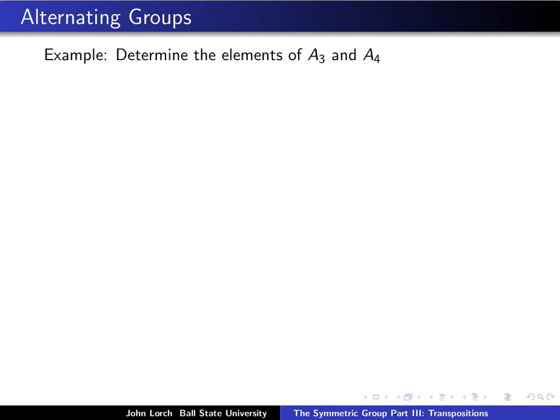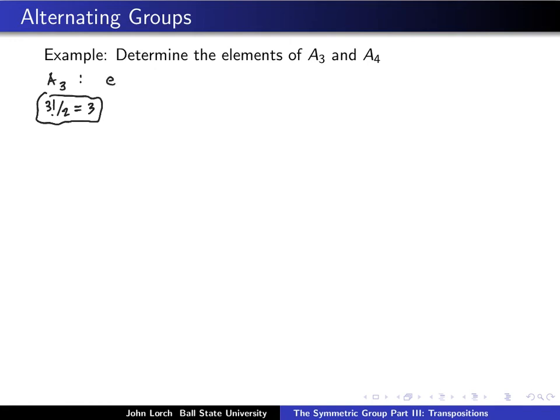So we finish this video by looking at some specific alternating groups, namely A3 and A4. And we're going to determine the elements of these groups. So we begin with A3. Before we start writing down elements, maybe it's good to know how many elements to expect. On the previous slide, we learned that the size of A3 should be the size of S3, which is 3 factorial, divided by 2. So that's 3 elements. So we know to expect 3 elements.